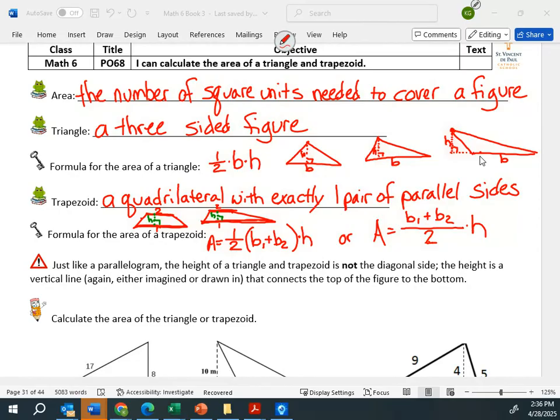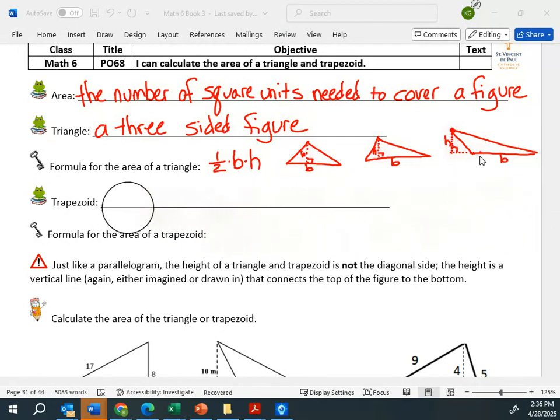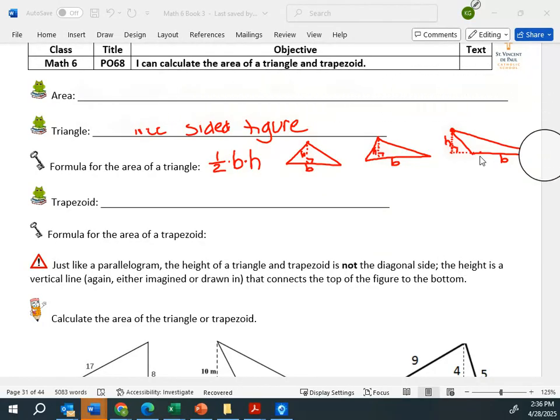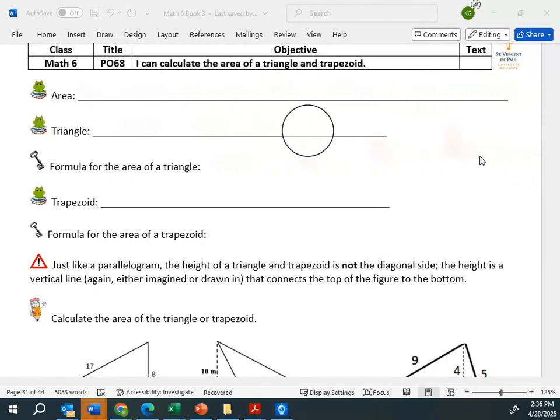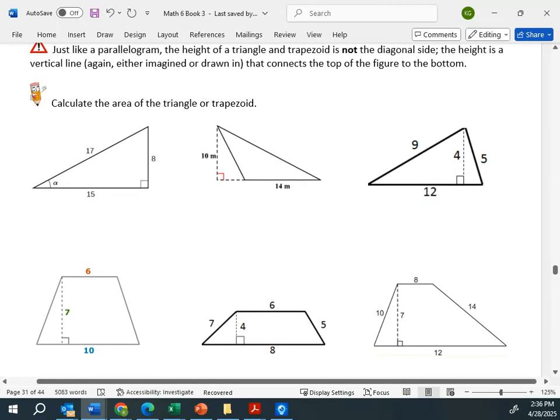So let's see how this works, putting it into action, doing both of our shape areas, doing the triangle area and doing the trapezoid area. I'm going to walk us through how to use these. So we're going to imagine, let's look at what this says before.